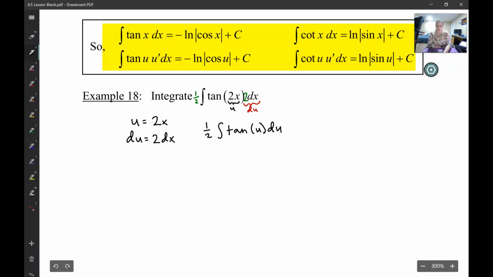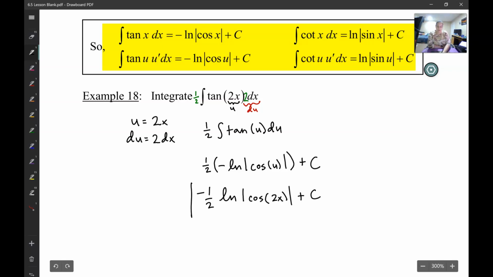Well, tangent of u is negative ln of cosine of u. I haven't plugged the u back in yet. Plus c. So far so good. Let's simplify this a little bit. Let's multiply that in to get a negative 1/2 ln of cosine. I'll plug my u back in, 2x plus c. And there we go.